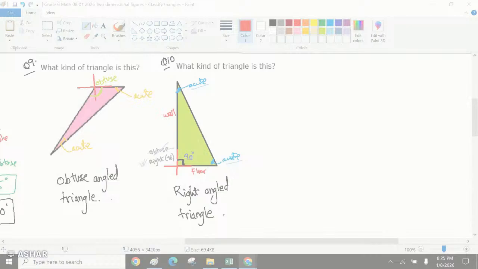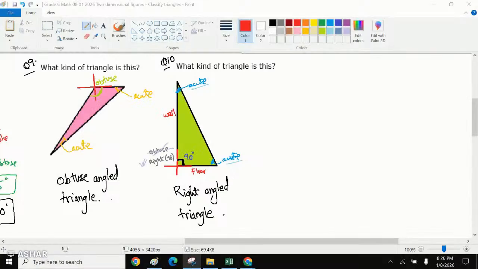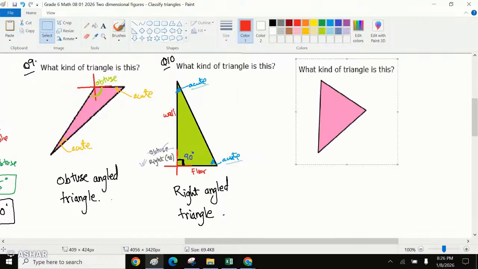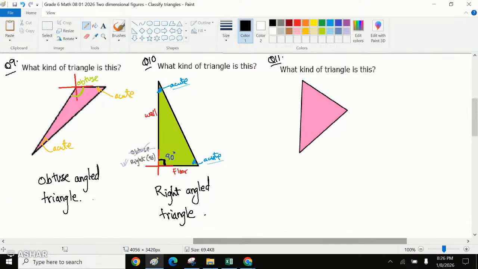Can anyone tell me what this next question refers to? Question number 11. What kind of a triangle is this in question number 11? See, all the angles are merging over here, right? This is acute. This is a closing angle, that means this is also acute. What about the third angle? If we want to confirm, can we draw an axis over here?